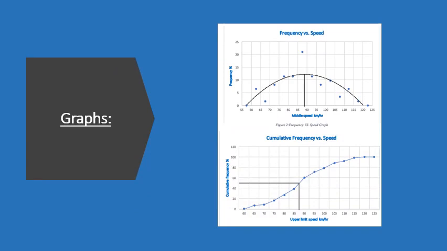And here are the graphs, and they are drawn on the basis of the frequency distribution table. The first graph is the frequency versus the speed, specifically the middle speed. And from there, you can find the mode, which is about 88 km per hour. The second graph is the cumulative frequency versus the upper limit speed, and from there you can find the median, which is about 87.5 km per hour.